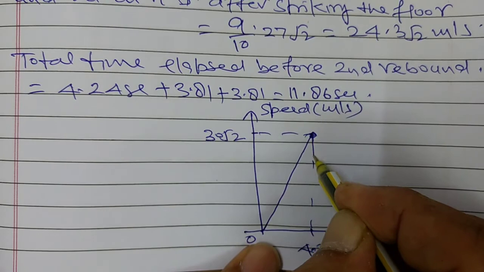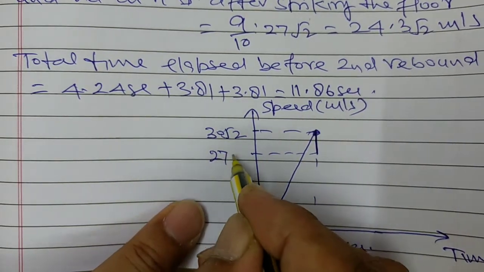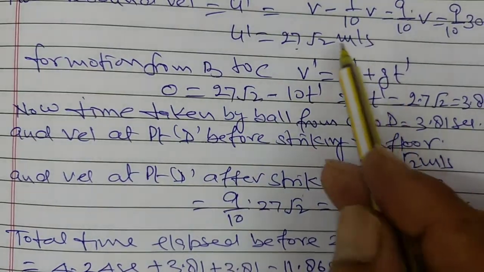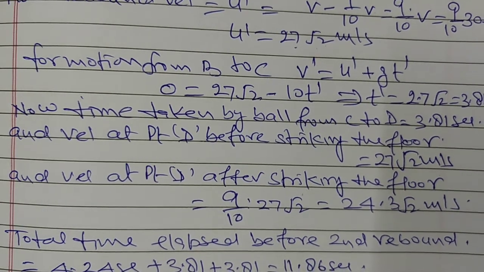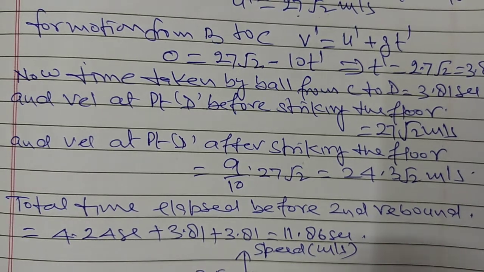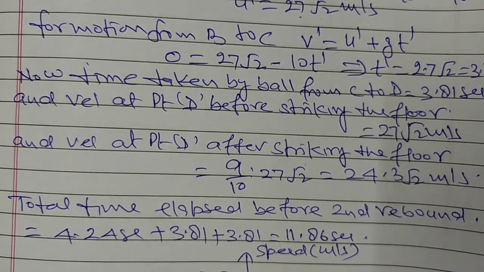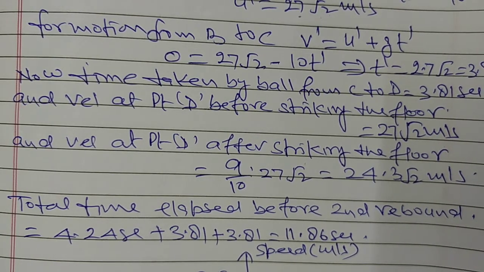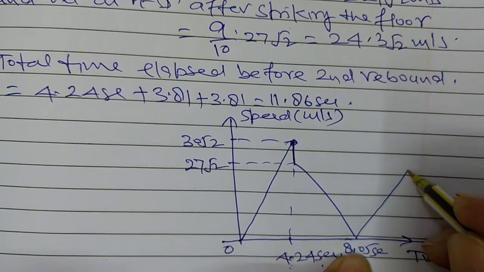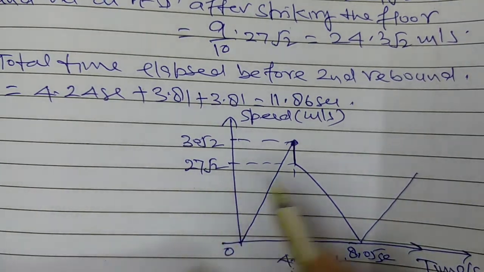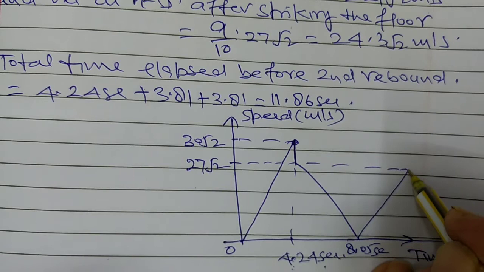Now the speed of the body reduces, and at the same time it becomes 27√2 meters per second after striking the ground. At the same time, this speed is 27√2 at 4.24 seconds, and then the ball goes up and hence the speed decreases and becomes zero at a time of 8.05 seconds. Then the velocity increases as the ball moves downward and becomes equal to 27√2, right? This is the time of striking.